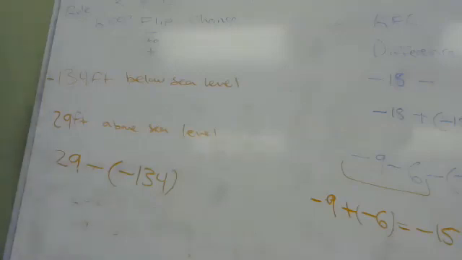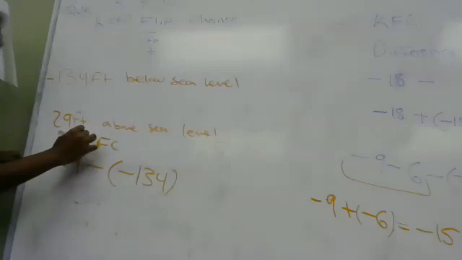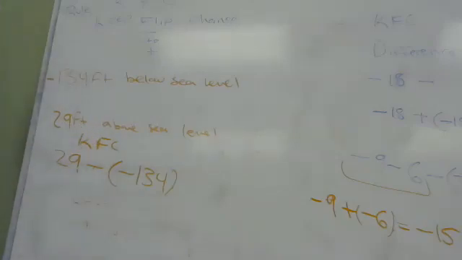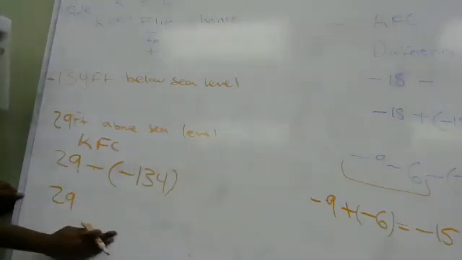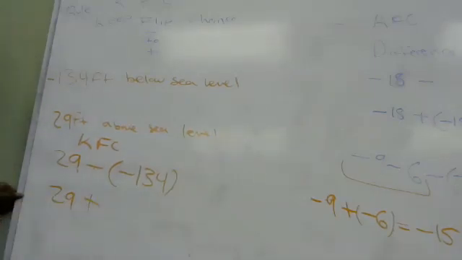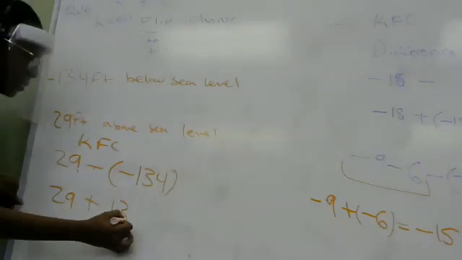Or we could do KFC. If you don't remember that, just remember KFC. I would just think Kentucky Fried Chicken. Keep 29, flip the subtraction sign to addition, and change the negative 134 to a positive.